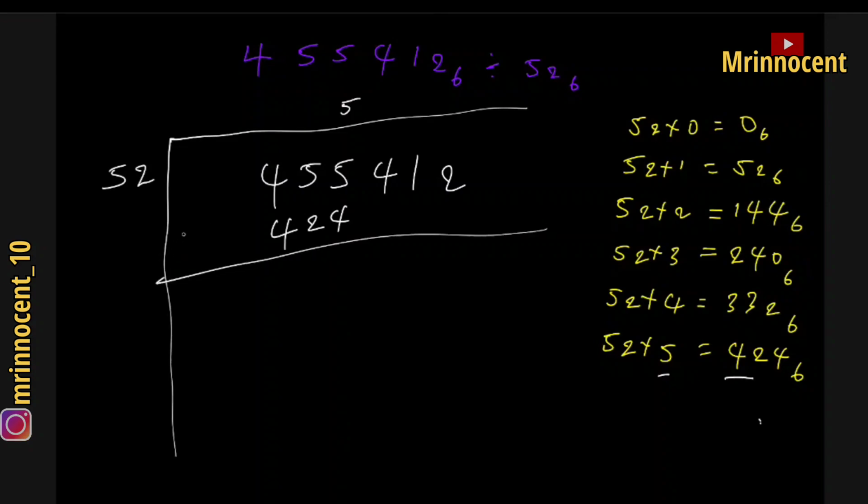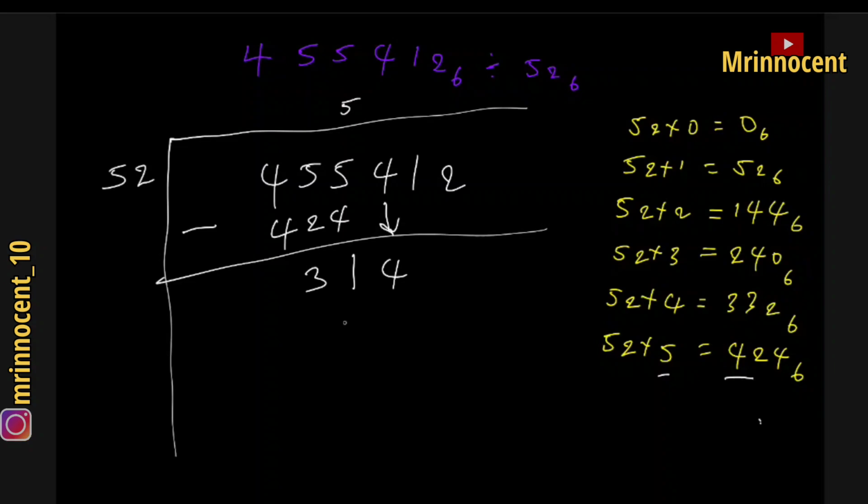424. You subtract. So 5 minus 4 is 1. 5 minus 2 is 3. And 4 minus 4 is 0. So 52 divided by 31 cannot, bring down 4. 52 divided by 314.